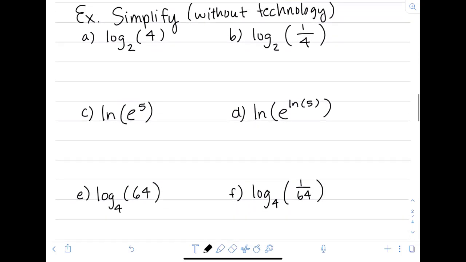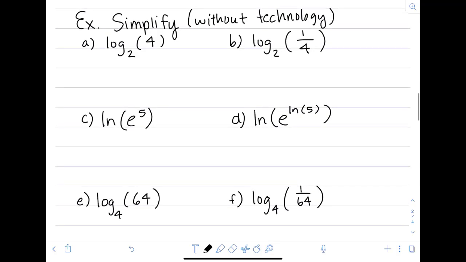So we're going to simplify this without technology. And then I will show you guys how we can use calculators to evaluate these expressions as well. So looking at something like log base 2 of 4, starting on example A here. Okay, so notice, what is the base? The base is the subscript. So the base is 2. And we're asking the question, what power of 2 is 4?